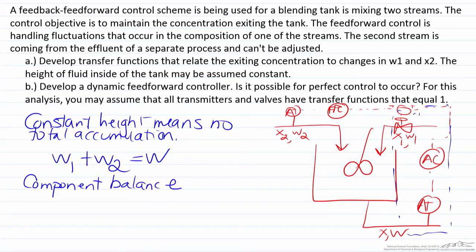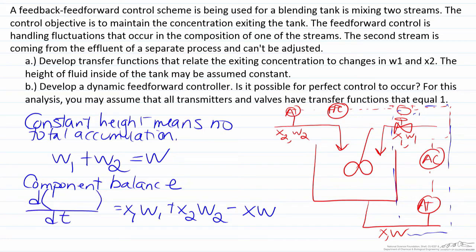Our component balance will deal with the accumulation term in just a second. We'll have two in terms, X1 W1. In this analysis, we'll assume X is a mass fraction, plus the second stream, X2 W2, minus XW. We'll assume that no reactions are taking place using the solute or taking away the solute. So therefore, we need to develop a relationship for the amount of mass that is inside the tank.